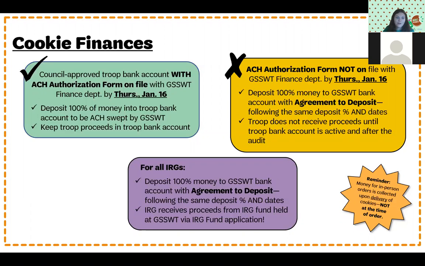So we do not have an alternative for that. They must complete one. And then they must deposit 100% of money to the Girl Scouts of Southwest Texas bank account that they select on the agreement to deposit, and follow those same deposit percentages and dates as the ACH sweeps. IRGs will then receive their proceeds from the IRG fund that is held at the Girl Scouts of Southwest Texas via the IRG fund application.